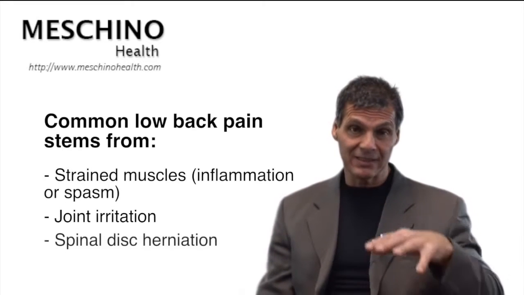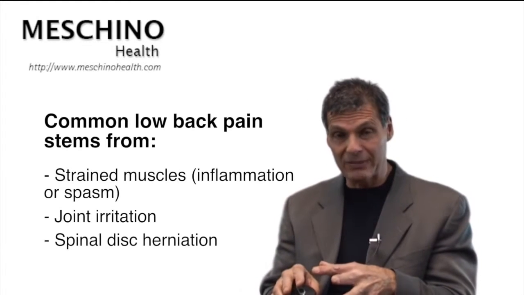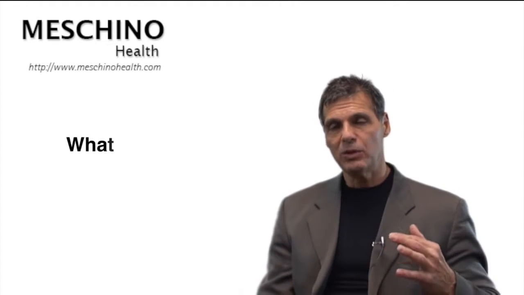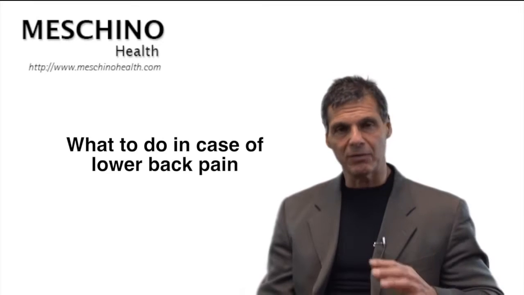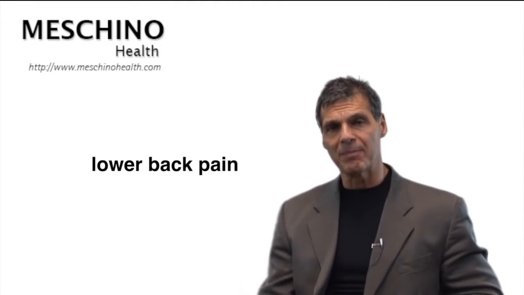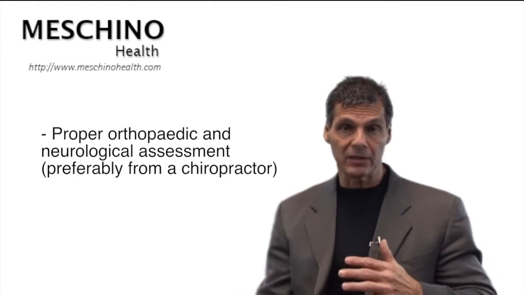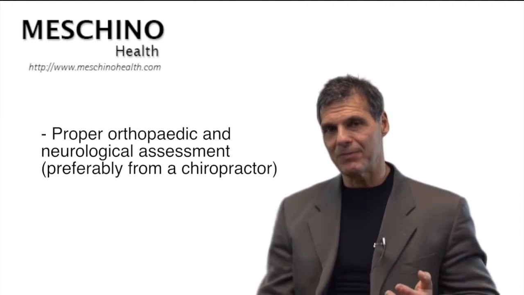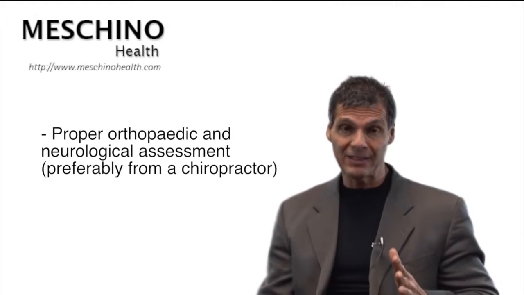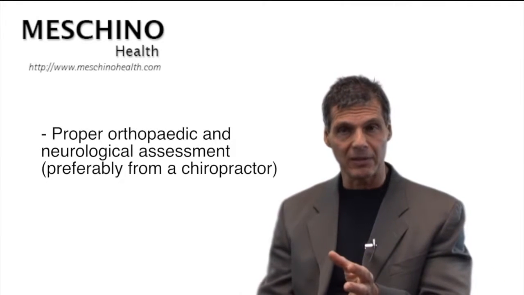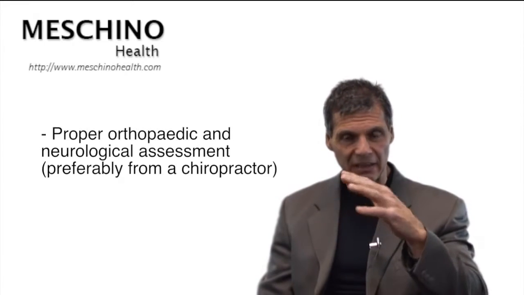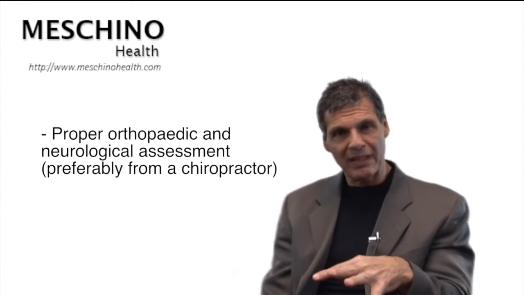Or in more serious cases, the spinal disc can start to bulge and you have a disc herniation, and that requires more specialized attention. So what should you do if you have low back pain from these sort of common mechanical problems? Well, you need the proper orthopedic and neurological assessment to see what's going on. I would strongly suggest that you actually see a chiropractor. The reason is that the chiropractor can do the orthopedic and neurological tests, but they'll also look at the biomechanics of the spine as well, to look at the individual segments and see what things are not working well at a more microscopic level.